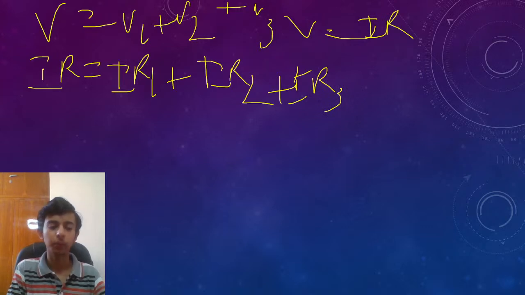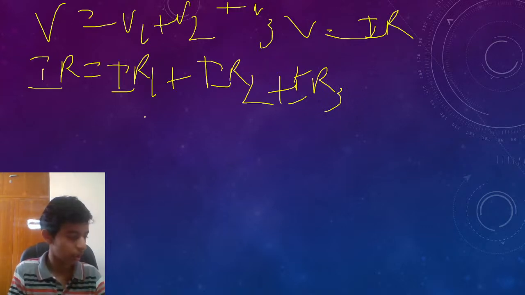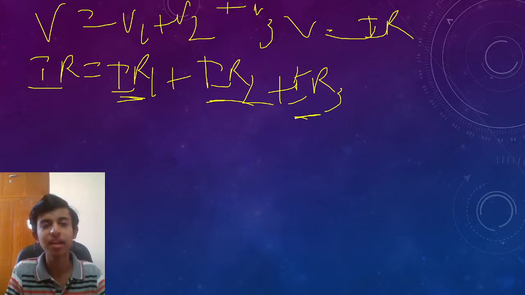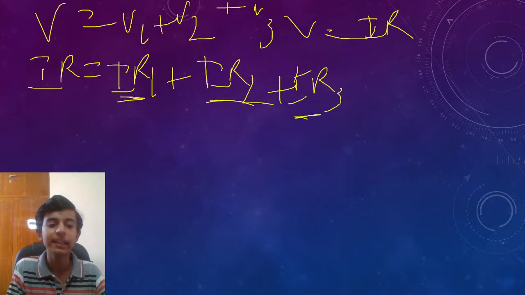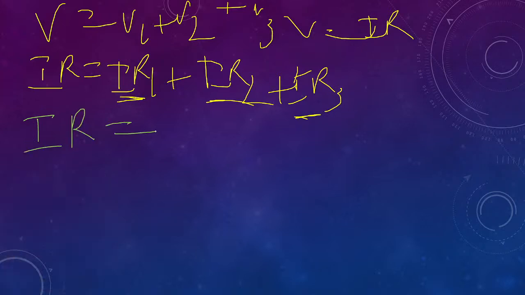Right. So now the point to be understood is that you can say, can I take I in common? Because I is the same. You know that current flowing in the series combination will remain the same. So I can definitely take I in common. So I can say R is equal to, now see, I am taking I in common.